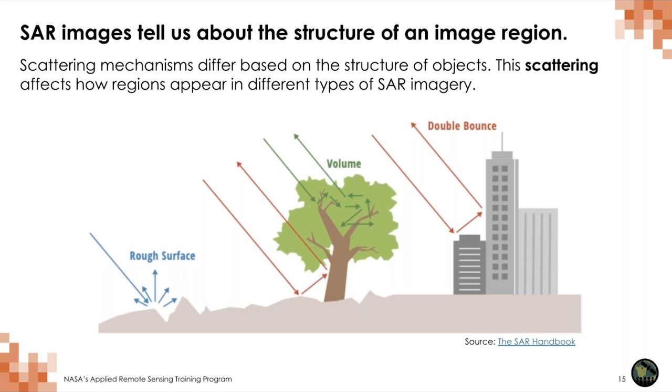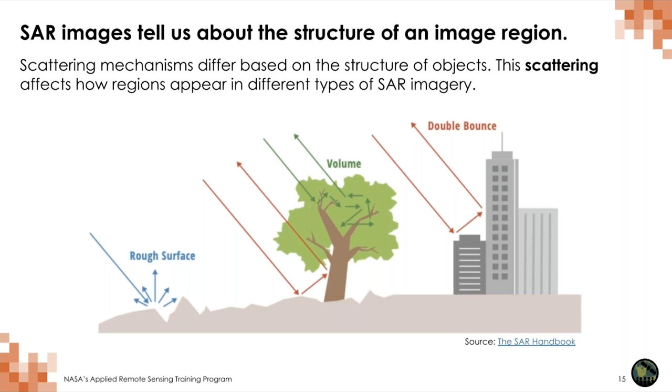What SAR can tell us is about the structure of an imaging region, because different types of surfaces will affect how radar signals scatter, and that will in turn affect how those areas appear in an image. So from left to right, in the schematic below, which is from the SAR handbook, from the NASA SERVIR project, which I've linked to and is also in the citations, there's a rough surface where scattering is diffuse. Think of something like bare soil. I'll get more into roughness in a bit.